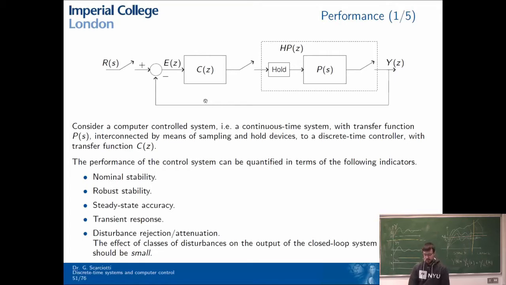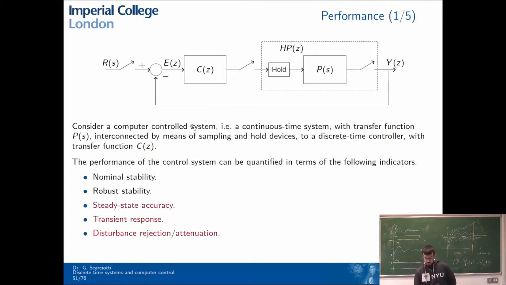So in this lecture, we are going to cover only these 3 topics because we have already covered stability in another lecture. And as for robust stability, we are just happy with classical stability plus a certain margin. So the techniques are basically the same. So what we are going to cover now is the steady-state accuracy, the transient response, and the disturbance rejection.